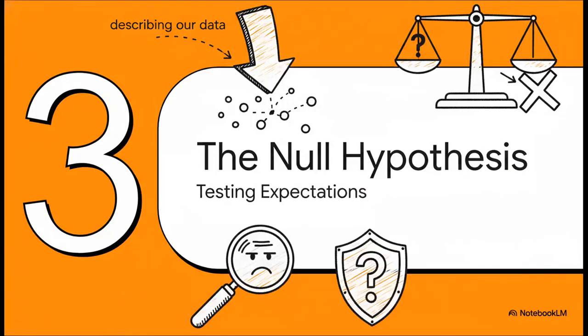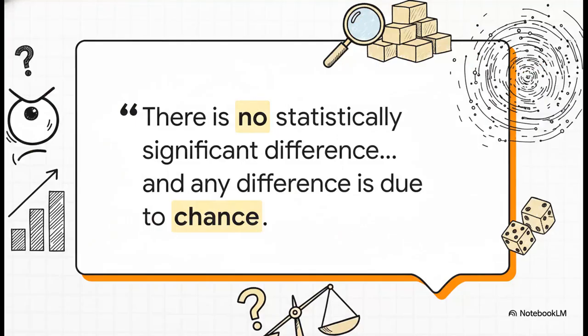All right, so we've got a handle on describing our data, and we know that error bars can give us a nice visual clue about whether a difference is important. But a clue isn't proof. Now it's time to get formal and really test our results. And this entire process always starts with a very skeptical assumption. This statement right here is called the null hypothesis.